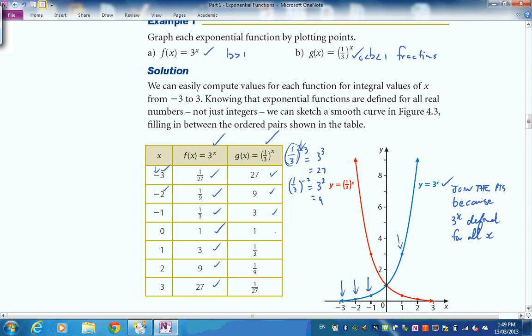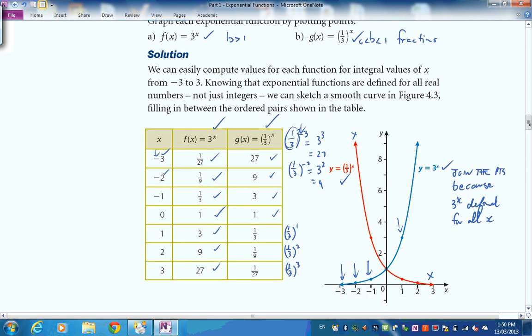And so we go, and a third to the naught, b to the naught is 1, as long as b is not itself naught. A third to the 1 is just a third. A third squared is a ninth, and a third cubed is a 27. So the interesting thing here, for a third to the x, for negative x values, it starts off large up here, and then as x goes positive, it decreases.